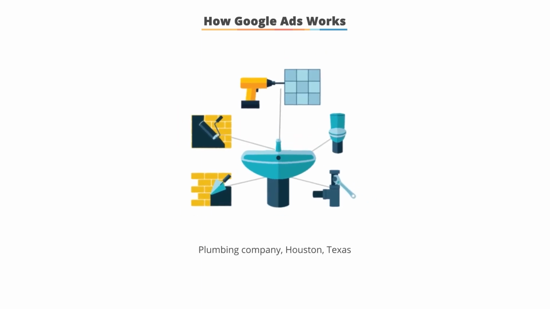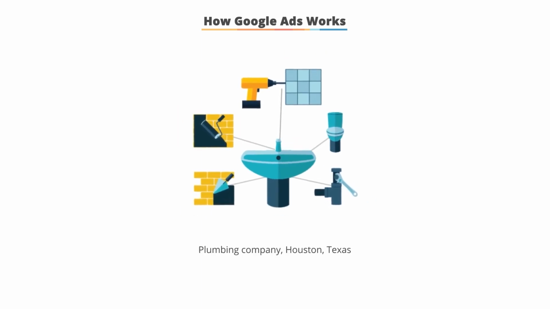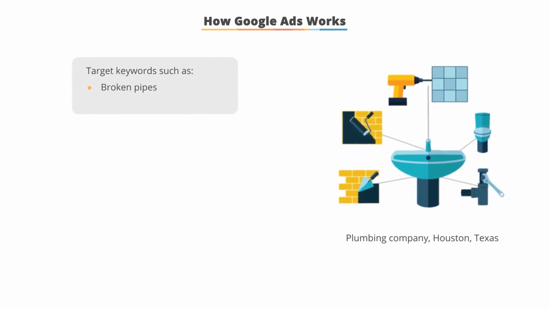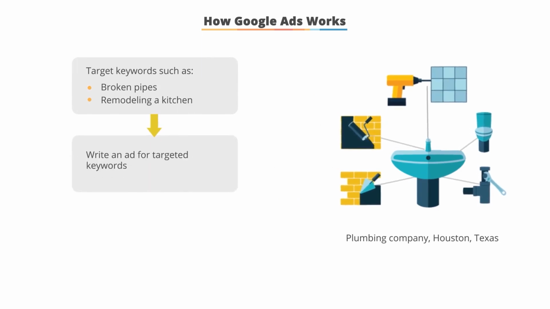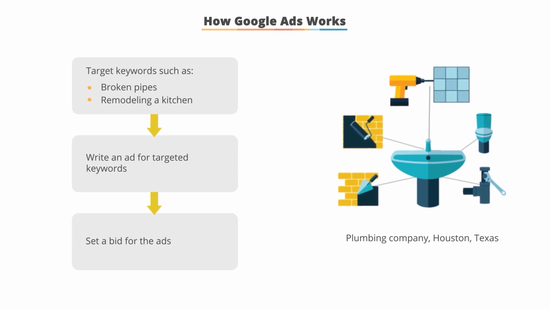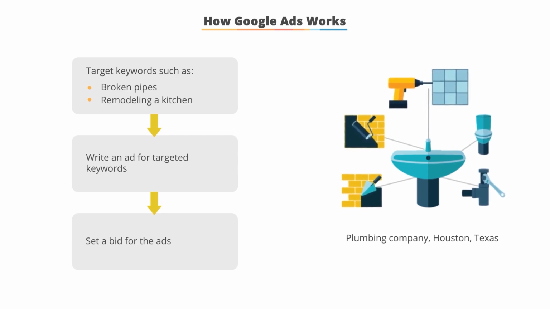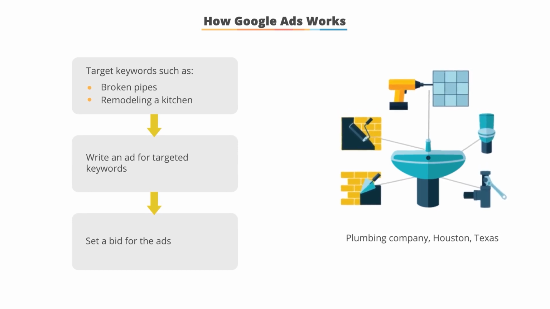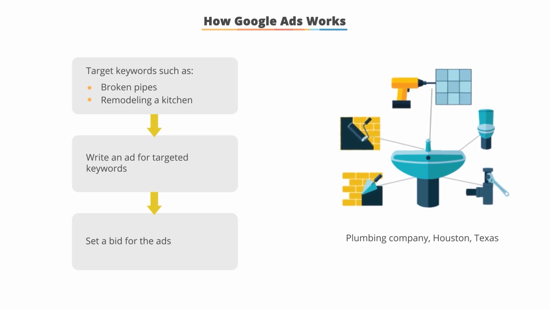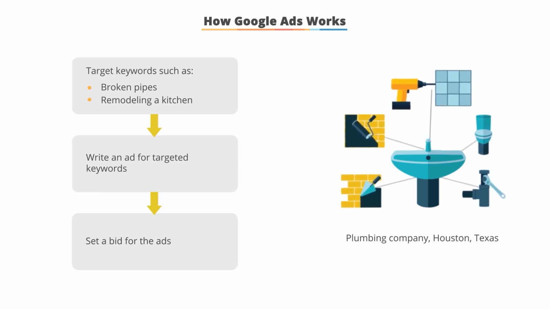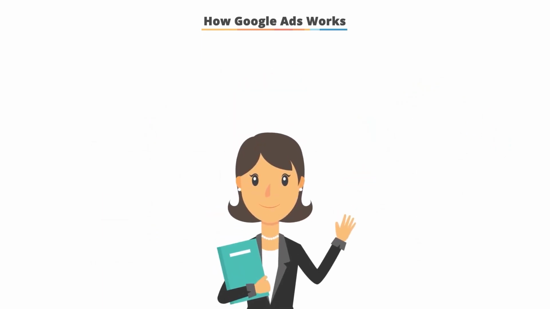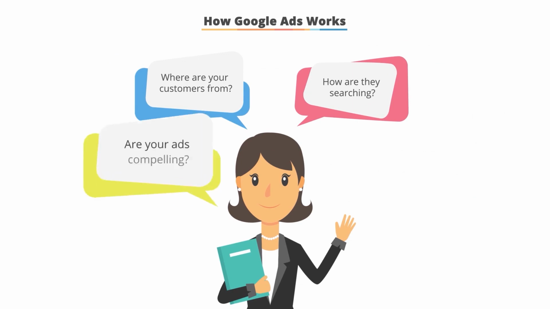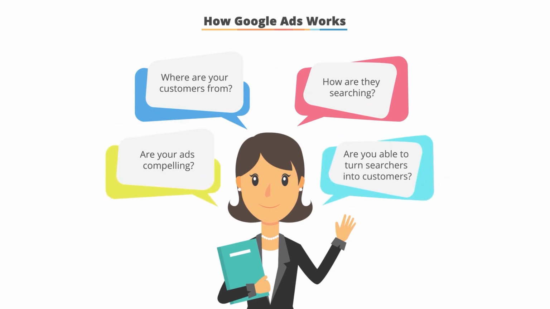Let's say that you're a plumbing company and you're only in Houston, Texas. So you could target only Houston, Texas with keywords such as broken pipes, remodeling kitchen, and other services that you conduct. Then for each of those keywords, you write an ad and set a bid. If someone is searching from within Houston for kitchen remodeling, they could see your ad. So if they were searching from Austin or California or Seattle and they're not in your targeting method, they can't see your ad. So it's important to think about, where are your customers? How are they searching? And then make sure your ads are compelling, and then you can turn those searchers into your next customers.